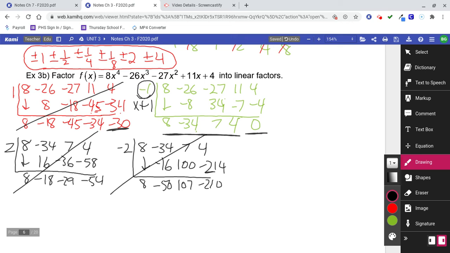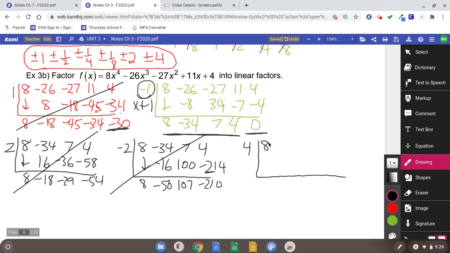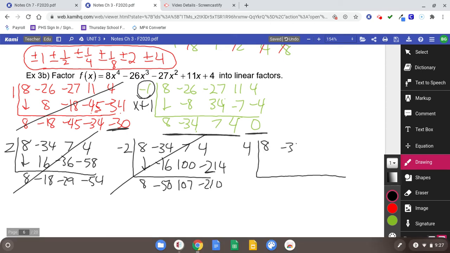Okay, so try something else. You can try one of the fractions if you want to. I usually stay away from the fractions, but sometimes the fractions are the ones that work, so you can use them too. 8, negative 34, 7, and 4. Add down is 8, multiply is 32. Add down negative 2, multiply negative 8. Add down negative 1, multiply negative 4, add down 0. Hey, look at that. Okay, that works.